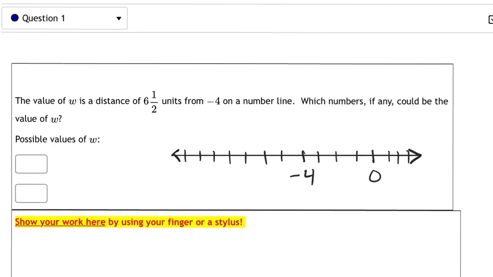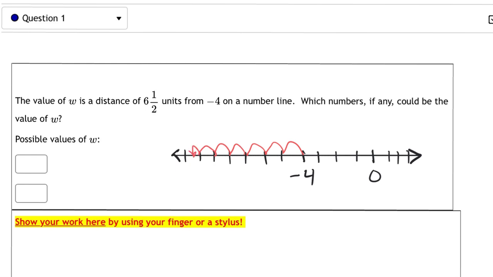So here's another one, very similar. The value of W is 6.5 units from -4 on the number line. Which numbers, if any, could be the value of W? So I have -4 here, so 4 spaces to the left of 0, and I'm going to go 6.5 units to the left. So I'll do that in red. That would be 1, 2, 3, 4, 5, 6.5.